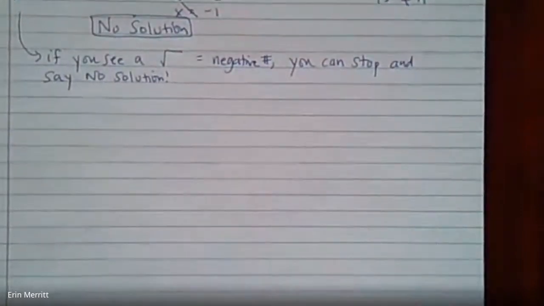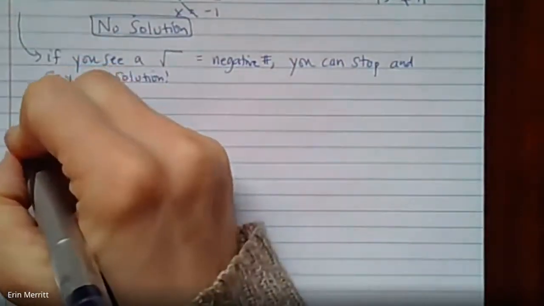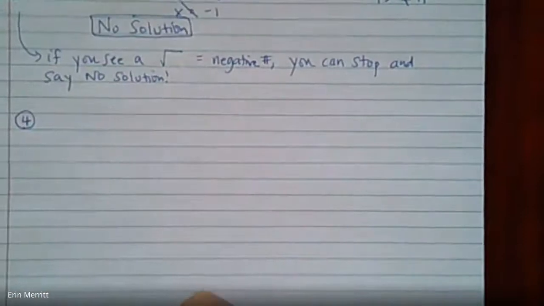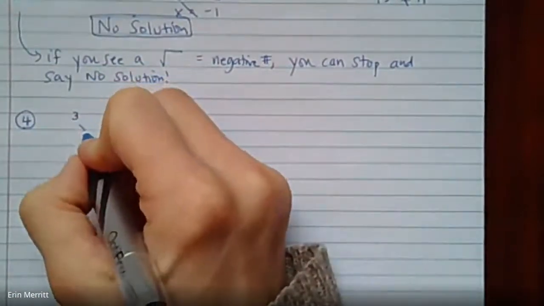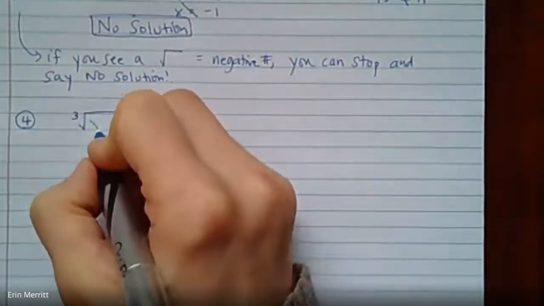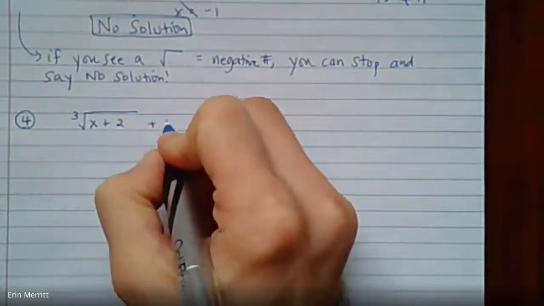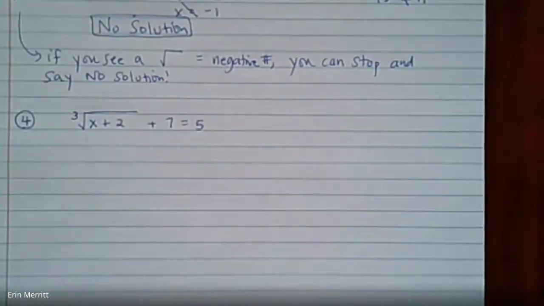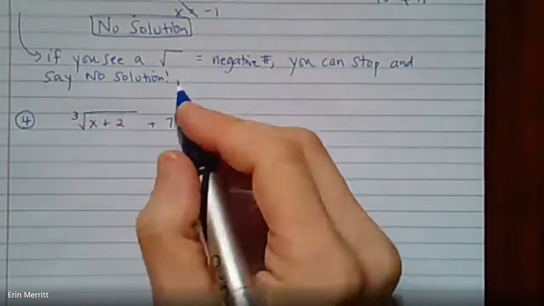All right. With that being said, we've done enough with square roots. We have a couple left to talk about. The next one's a cube root. So if we do the cube root of x plus 2 plus 7 equals 5, we're going to start it the same way. In this case, get the cube root alone. So move the 7 over.